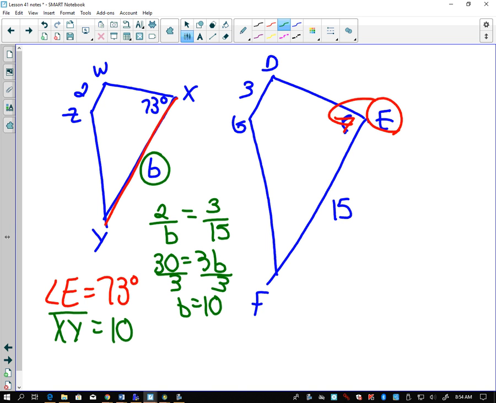Okay, so we've talked about this. The question is about question number 4. Let me hit stop on this because it doesn't really pertain to this lesson.